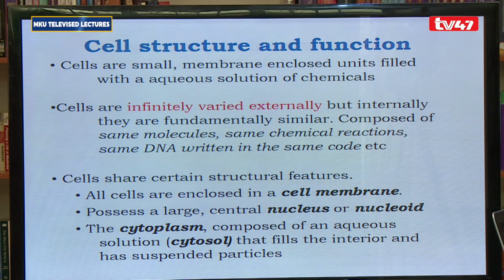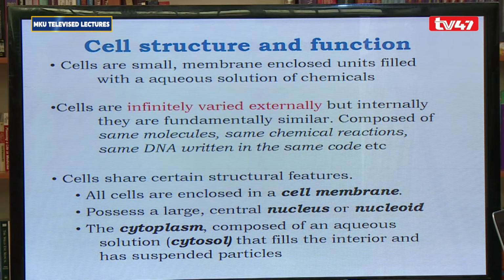So what is a cell? A cell is a small membrane enclosed unit that is filled with a fluid. It's not necessarily a fluid, but you can say it's a gel, in which there are floating particles. And we're going to see some of the particles are organelles, some are enzymes, some are metabolites. These are found within that region, this aqueous solution. And then we say that cells are infinitely varied, meaning there are many different types of cells.